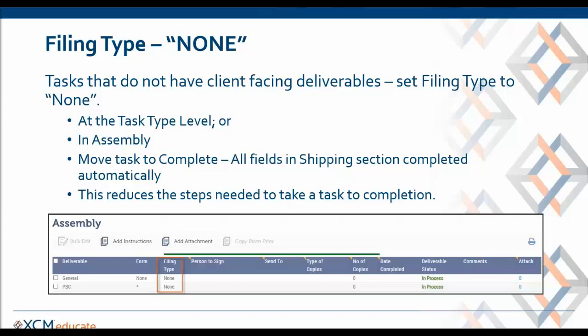You can do this, as I said, on a task-by-task basis by setting the filing method to none within the task, or if you have a specific task type that never has a filing, a none filing, you can set it at the task type level. That way, when you create a task, it will automatically populate the filing method of none. So you have the option of doing it for all of the task type or just on a task-by-task basis. And again, just one more feature that allows for fewer clicks and quicker movement throughout XCM.